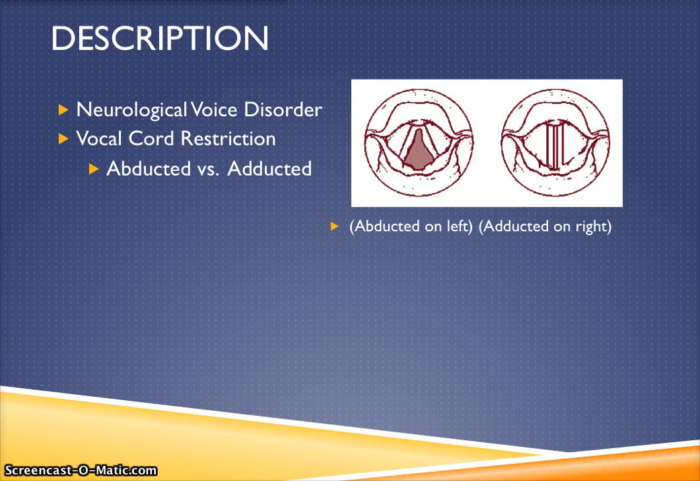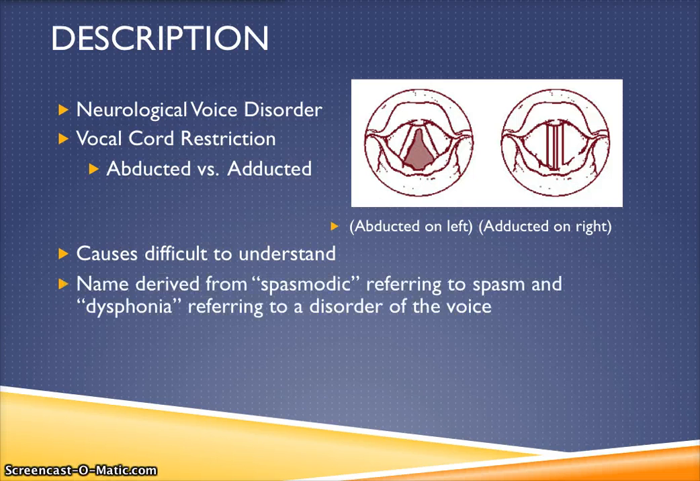There are two types of vocal cord restriction for spasmodic dysphonia. When the vocal folds are adducted, or closed, which we see here on the right, the vocal folds do not open wide enough to let air pass through, therefore the voice sounds strained, tight, and hoarse. When the vocal folds are abducted, which we see here on the left, or open, the vocal folds do not close together enough and too much air passes through, causing the voice to sound breathy. This also may cause difficulty in understanding what a person is saying.